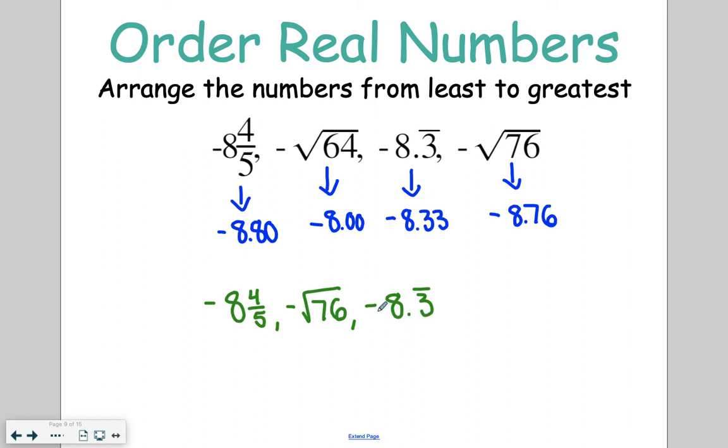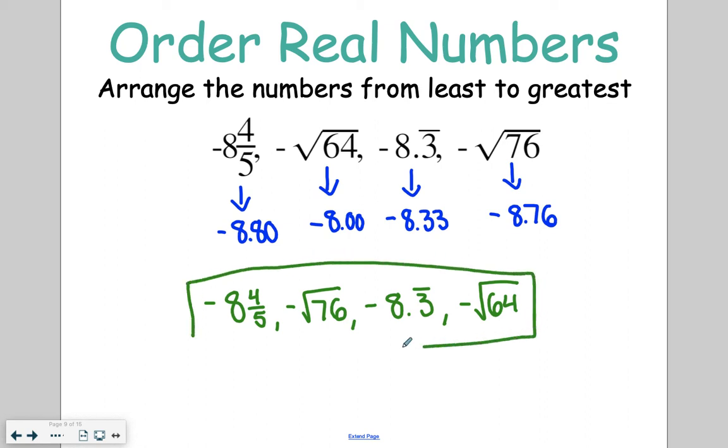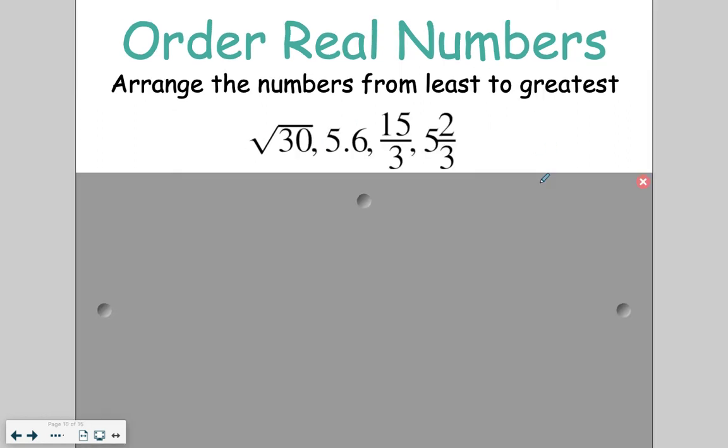If this was your answer, you would just say -8.3, and I would understand what you mean. And then the last part would be negative square root of 64. Again, if you're typing it into Edpuzzle to get that square root, it's the Option key and then the letter V. So this is my order from least to greatest of the real numbers that I was given. Go ahead and try this one on your own.